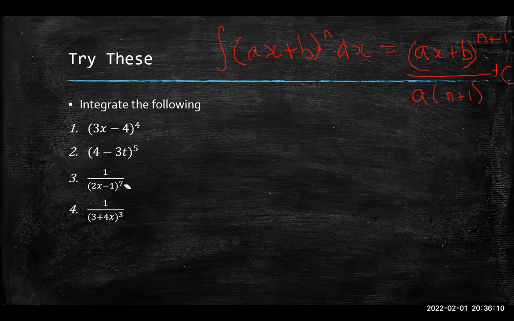Okay, miss. I think I have an answer for you. It's a fraction, basically. So on the top we have open brackets 2x minus 1 close brackets to the power of -6 over 1, and then to the right we have plus c. I know it's wrong, but just cool.